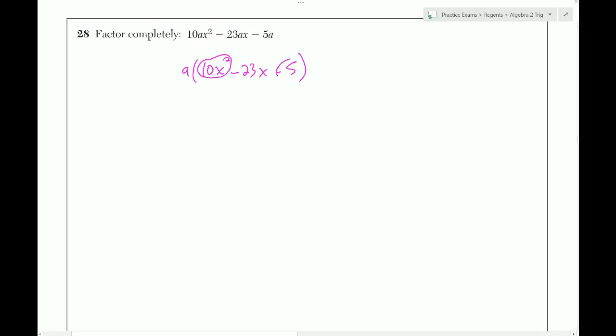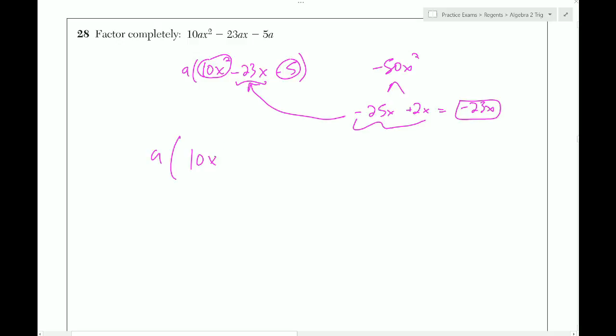So first and last, it's negative 50x squared. Factor it down into, looks like 25 and 2 is going to work. So 25 and 2, each having an x. This being negative, that is going to equal up to our middle term, which is negative 23x. That's what our goal was. So now what we do is we replace these guys into the middle term. So we end up with, just rewriting, negative 25x plus 2x minus 5.